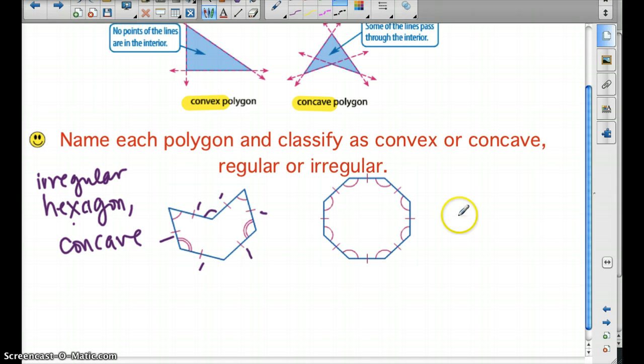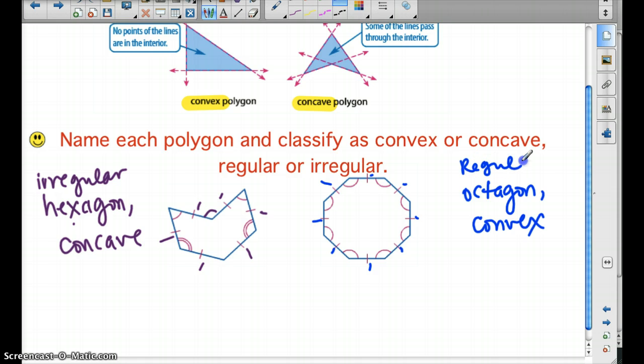So let's look at the next one. All right, how many sides do we have here? 1, 2, 3, 4, 5, 6, 7, 8. So 8 sides is going to be an octagon. And this is going to be convex. And this is regular because if you notice, every angle is congruent. They all have the same angle measure. They all have the same arc on the angle. So this is a regular octagon, and it is convex.